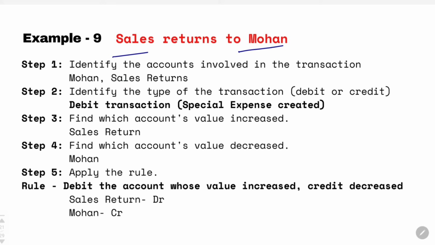This is a debit transaction. Whose value increased? My sales returns value increased. And naturally, Mohan's account value decreased. For a debit transaction, whichever account's value is increasing, we'll debit it, and the other one will be credited. So sales return is debited, Mohan is credited.